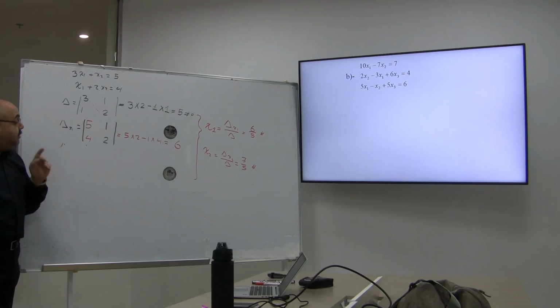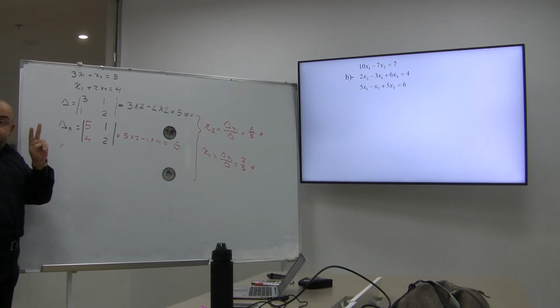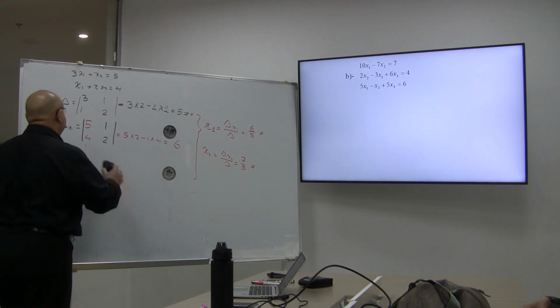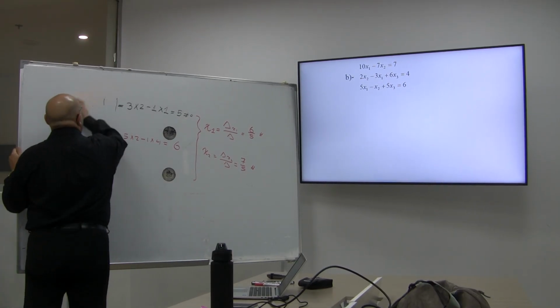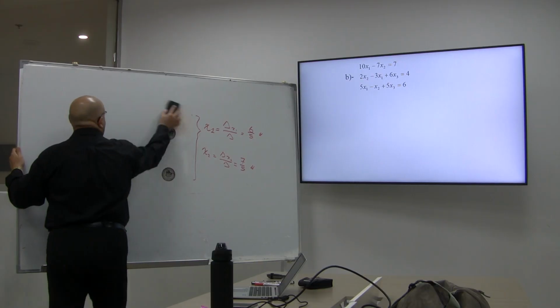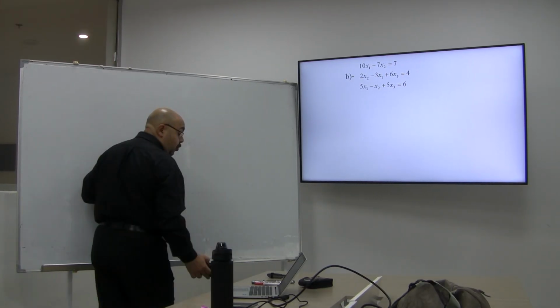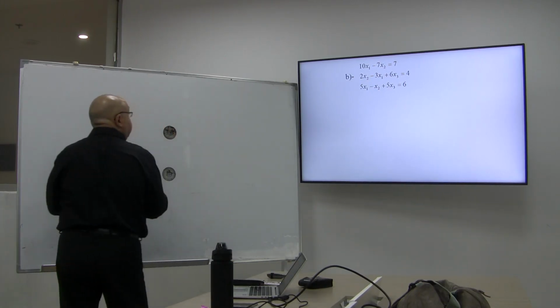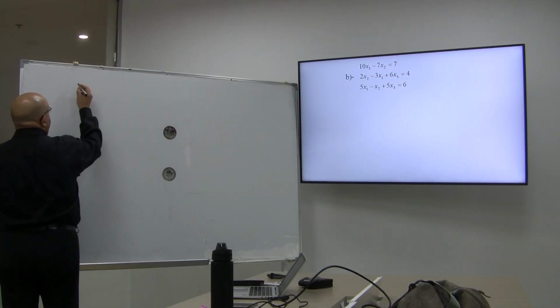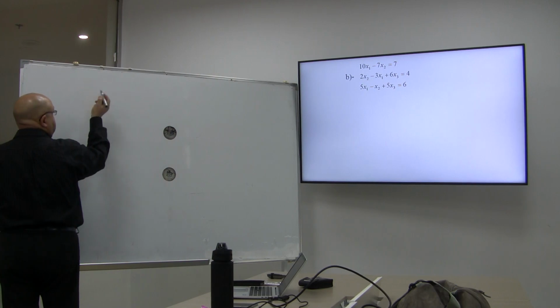problem. Remark that to solve the system 2 by 2, we had to evaluate how many determinants? 3. To solve a system of 3 equations and 3 unknowns, I will have to evaluate how many determinants? 4. 4 of them. And it's very, very simple. I will start, I can do it as fast as possible.